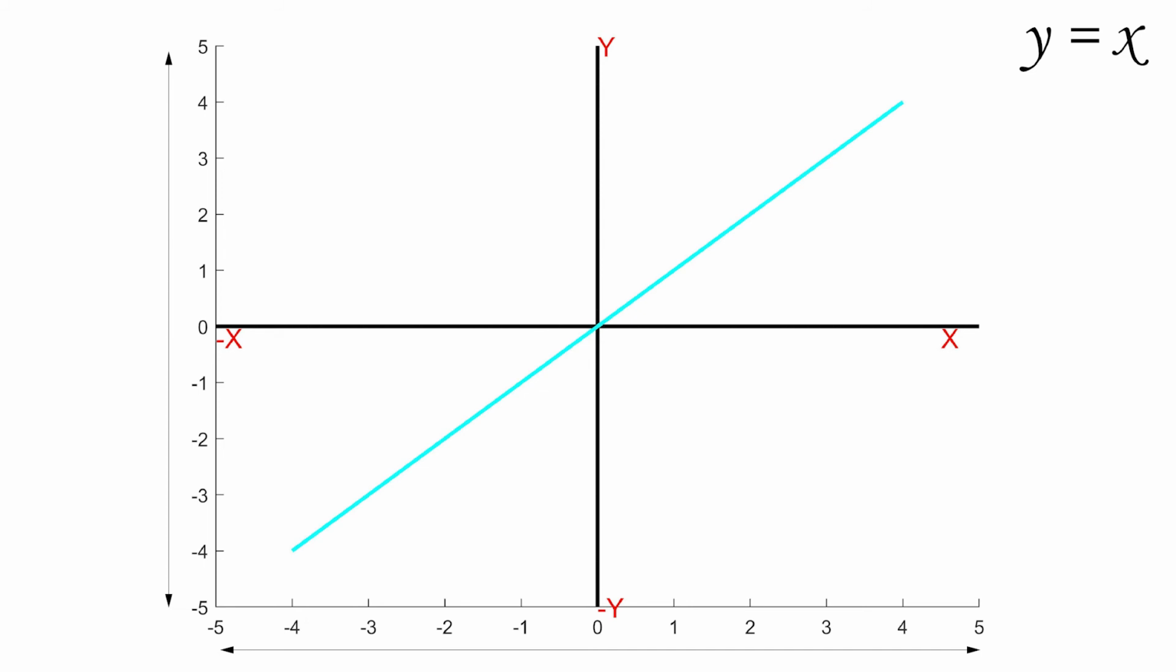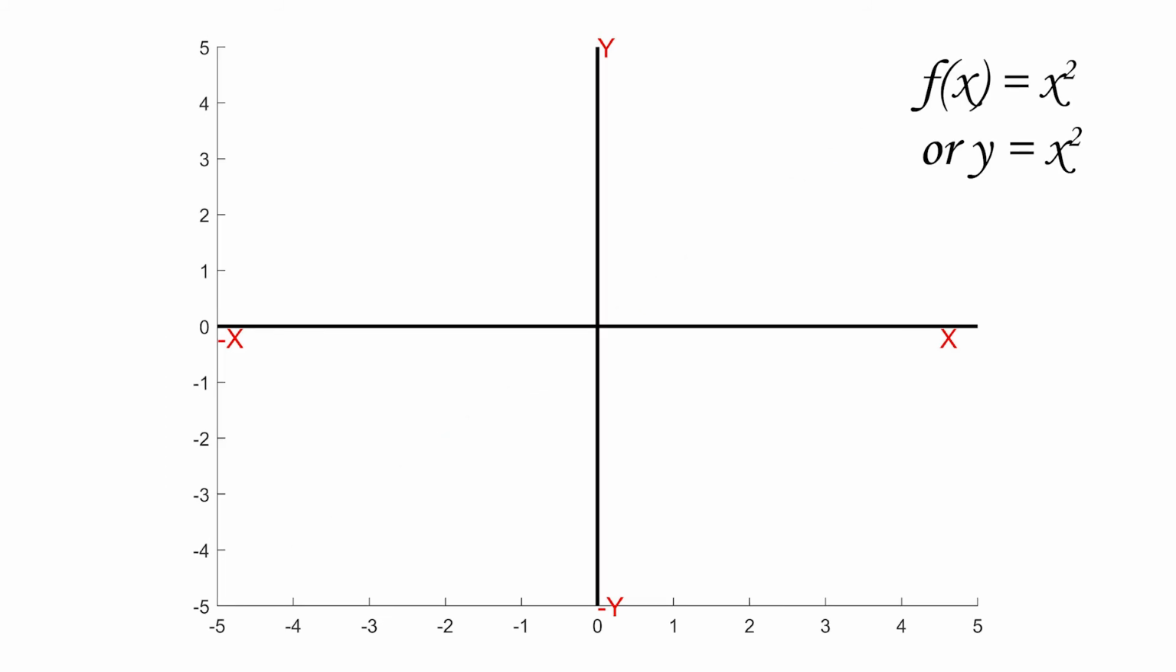Now, if we plot the graph of the function f(x) equals x squared, the graph will look like this. And for this function, the graph is made up of the points on the xy plane whose coordinates satisfy the rule y equals x squared. Similarly, all functions can be represented as a graph in Cartesian coordinates.